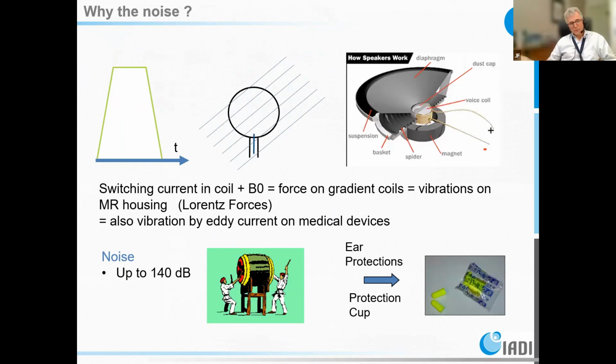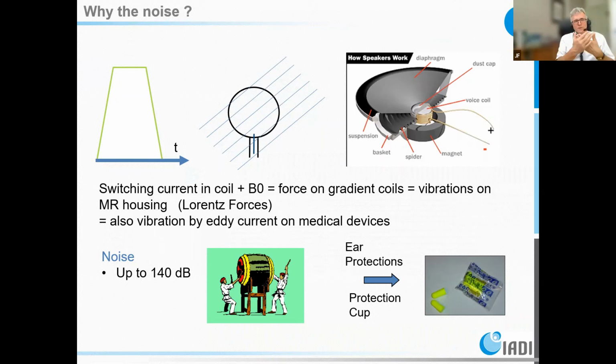The gradient is also a problem for us due to two things. The first is the noise. Again, you change the magnetic field in a loop here. This loop is placed in a magnetic field, B0. This was the gradient, and this is the B0 here. Here you have the Lorentz force. This means that the system wants to move.